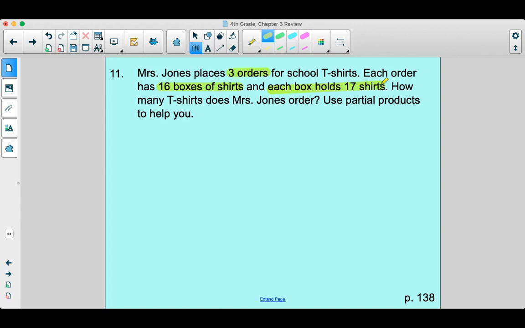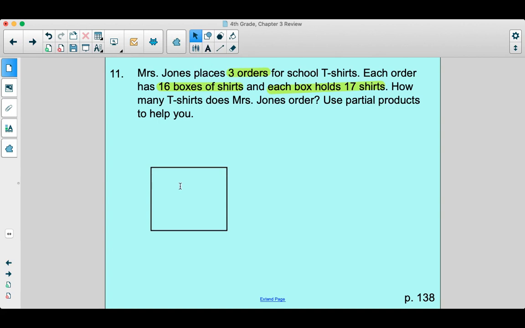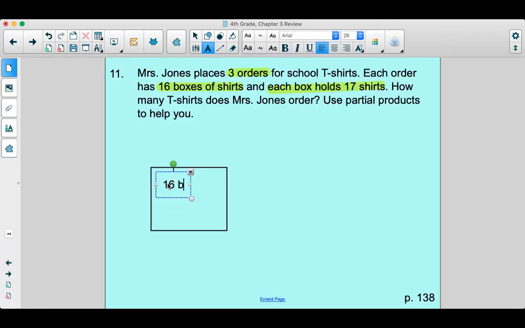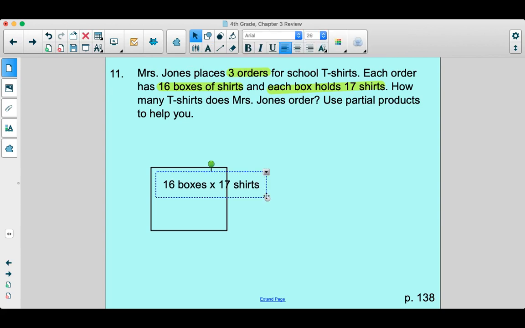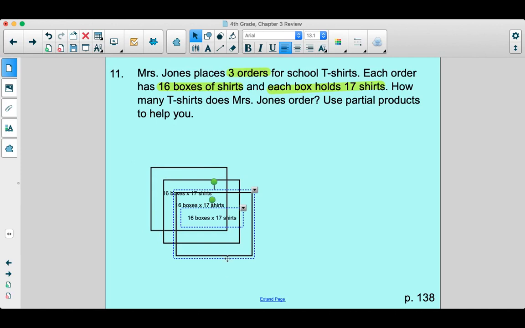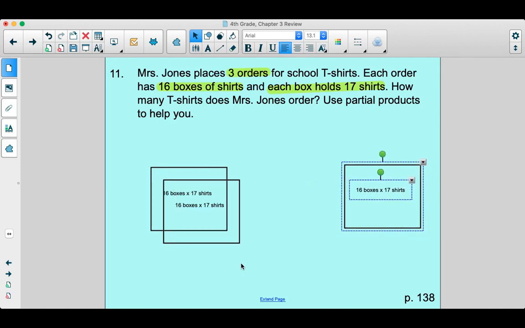Okay, did you get that picture down? Mrs. Jones places 3 orders for school t-shirts. Each order, so it's almost like she does 3 orders, and each order has 16 boxes times 17 shirts per box. Okay, so she does 3 of these, right? So we can actually see her 3 orders.